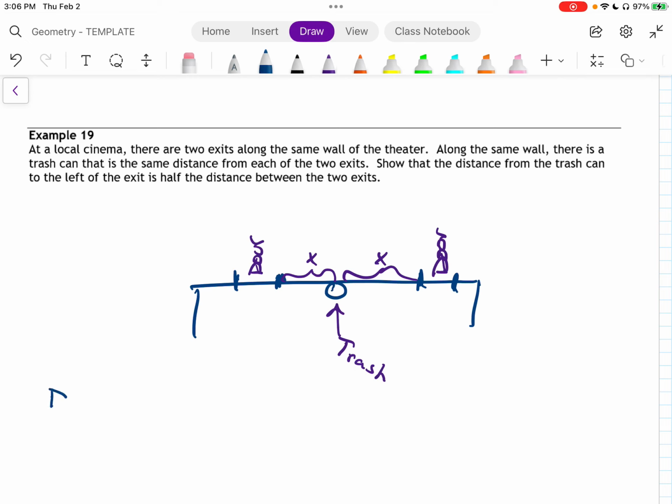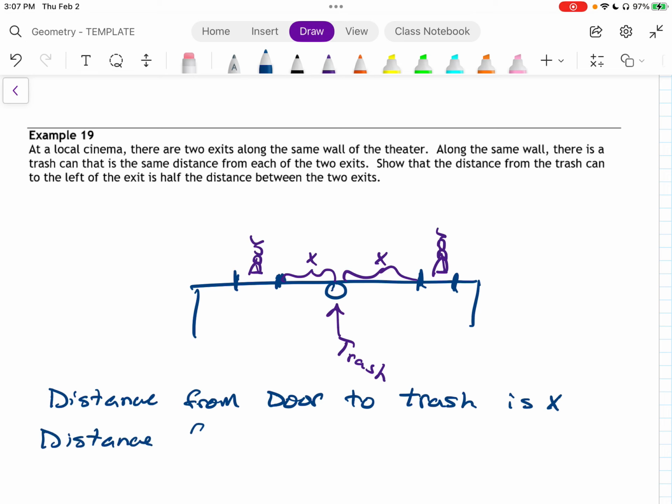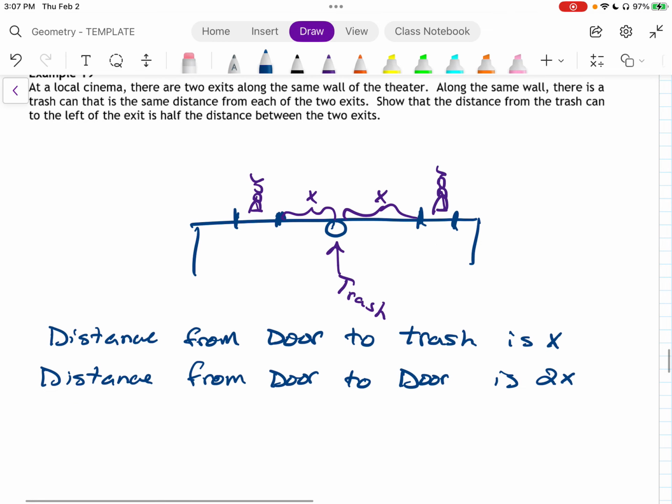So the distance from door to trash is X. The distance from door to door is 2x, right? If you add them up, you'd have 2x. Now, to me, right there, that's showing that it's half, right? 2x divided by 2 is x, right? So I'd say that's it. That's us showing it.